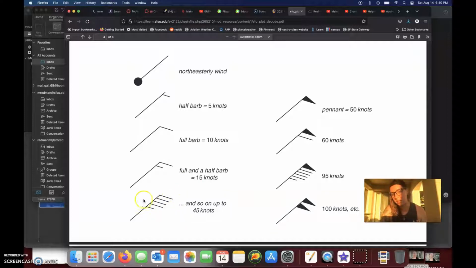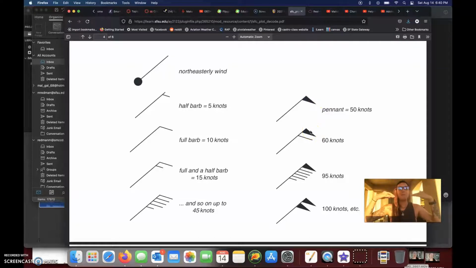So see how this one here has 4 long prongs and 1 half prong. 10 plus 10 plus 10 plus 10, that's 40 plus 5, 45. But if we were to continue that way, that's going to be way too much, right? Because we do have wind speeds over 45 knots quite often. Maybe not so much in the lower atmosphere, but when we get up above our heads, it does indeed. So what we do is we give it a little flag, and that flag denotes 50 knots.